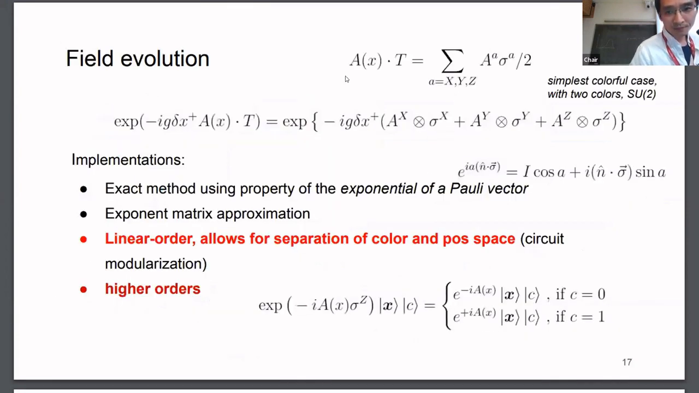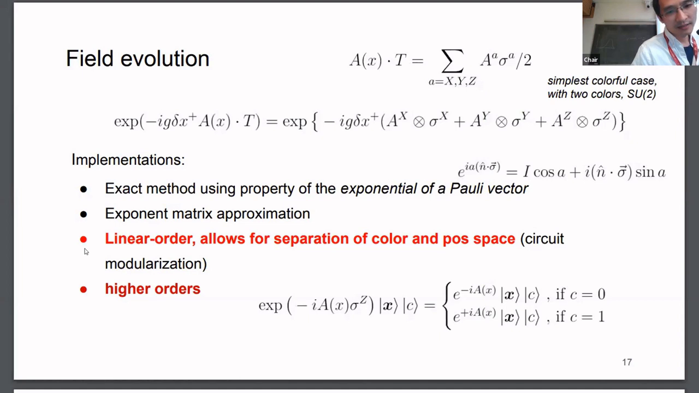And for the field evolution, here we consider two possible cases: one with color, one without color. For the simplest colorful case, with just two colors, the field evolution operator can be expanded as follows. And there are different implementations of computing this. One is using an exact method by the property of the exponential of Pauli vectors. So basically you have a block diagonal matrix, and you have to rotate by a different angle in each block. And then there's also a matrix exponential approximation, which you can use to approximate the whole matrix as a whole.